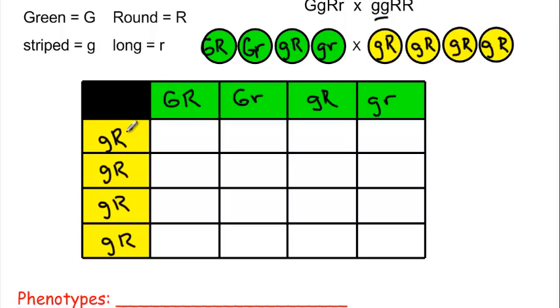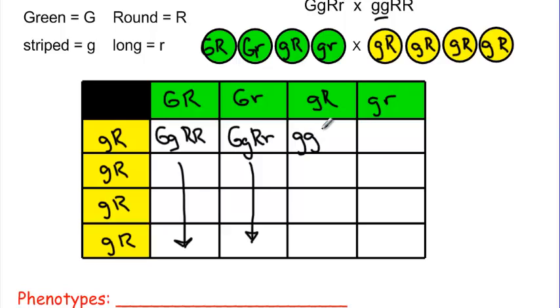Okay, then I'm going to recombine. So I'm going to start with my G's, so capital G, lowercase g, and then 2 capital R's, and these are all the same, so I can draw an arrow down. Then I have big G, big R, little r, all the same. 2 little g's, 2 big R's, all the same. 2 little g's, big R, little r, all the same.